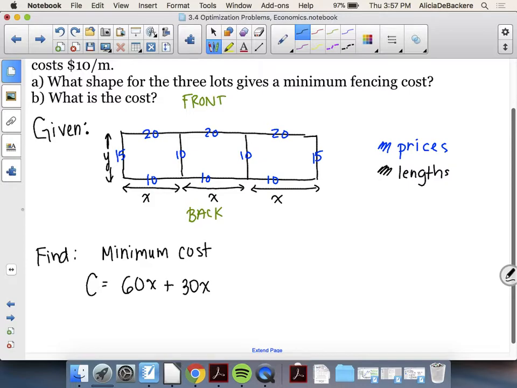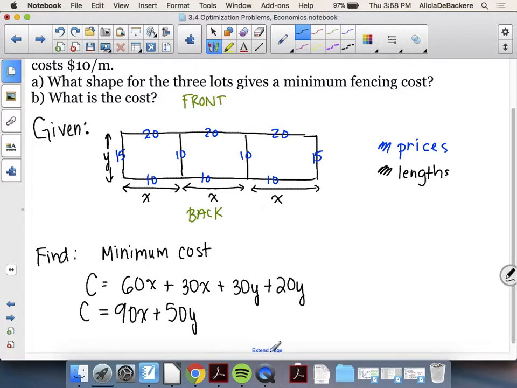And then I'm going to look at the outside pieces. The outside pieces are 15y, and then the other side 15y. So that's altogether 30y for the outsides. And then the interior sides, there's only 2 of them. They separate the 3 lots. That's 10y and 10y, which is 20y. Now I can simplify this to 90x plus 50y.